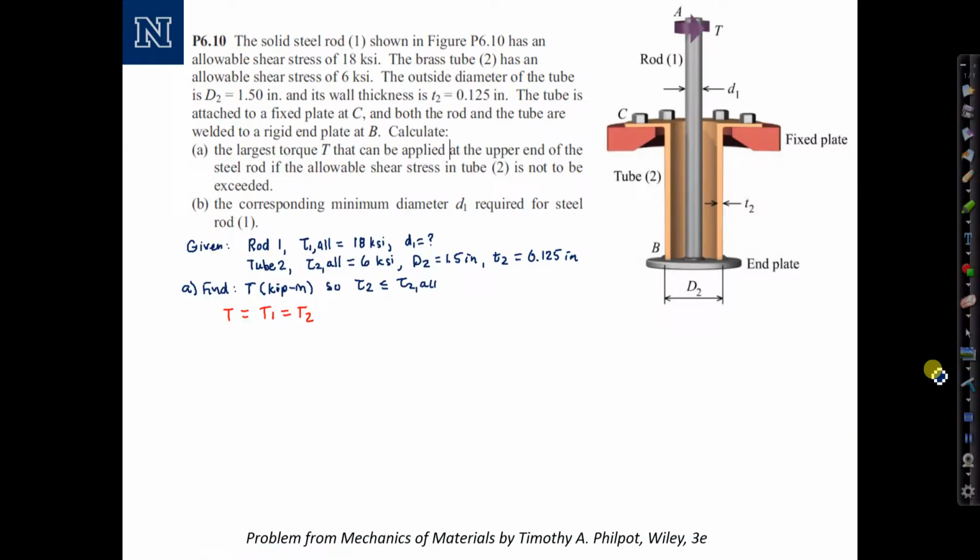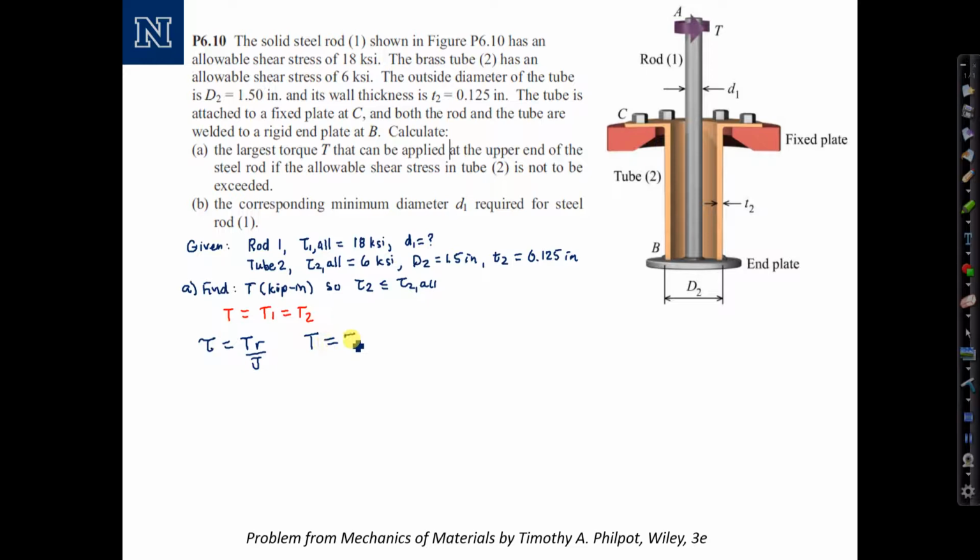In this video we're continuing the example we started in the last video, noting that T is equal to T1 equal to T2, and we're trying to find T so that the shear stress in tube section 2 is less than the allowable shear stress. The formula that we need, the relationship between shear stress and torque, is tau equals TR over J. Note that we want to solve for T, so we can invert this and isolate T.